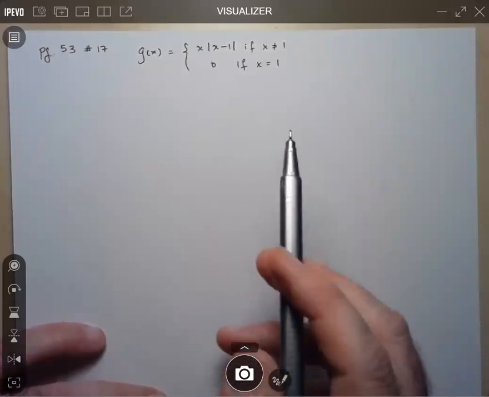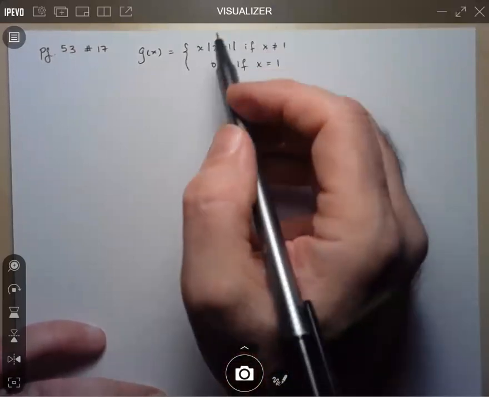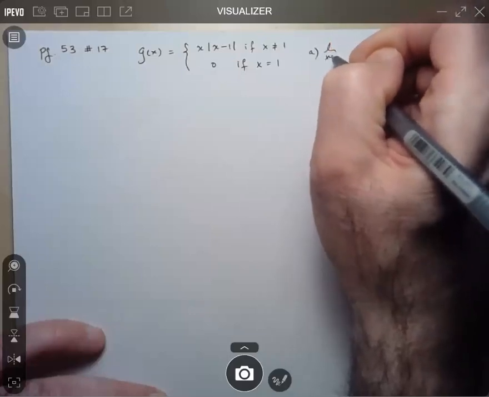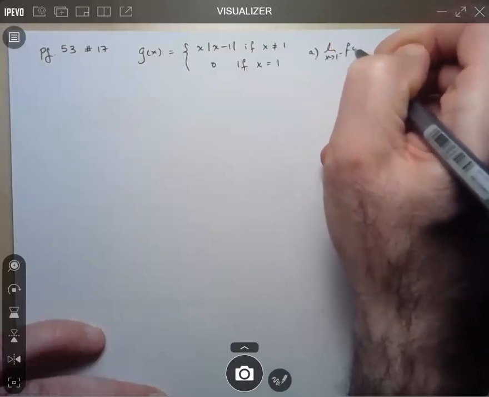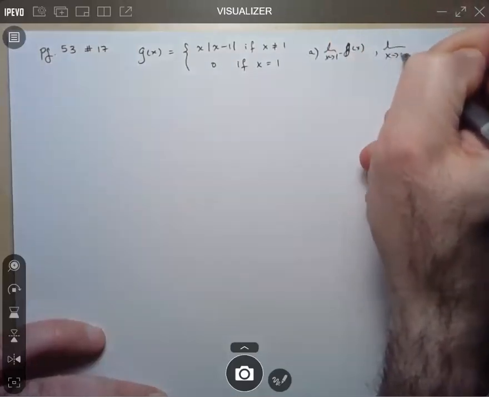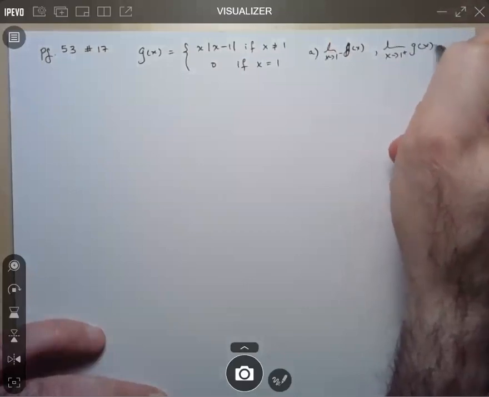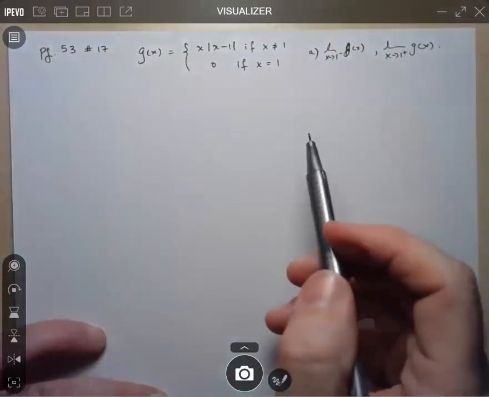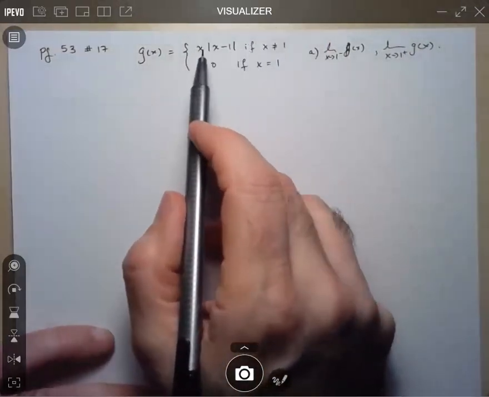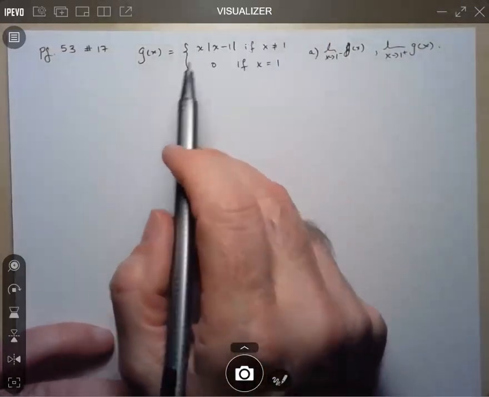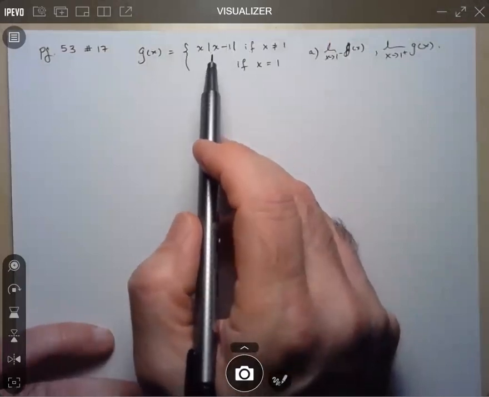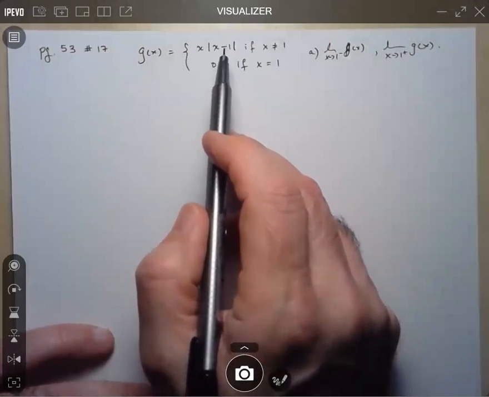Okay, but so what we're looking for in A is the limit as x approaches 1 from the left of g of x, and the limit as x approaches 1 from the right of g of x. And this is where we come up to a little bit of a problem, is that to the left and right of 1, this function behaves differently, because to the right of 1, x minus 1 is positive, and to the left of 1, x minus 1 is negative.